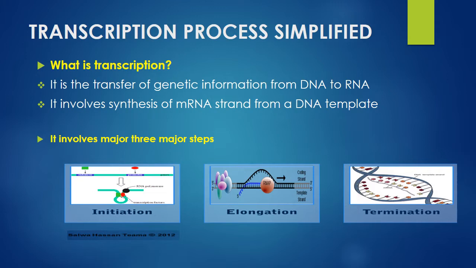So the process of transcription occurs in 3 major steps. These steps are just to help us understand, it's a simplified version of what happens. So it can be categorized into 3. We have 3 processes: initiation, elongation, and termination.